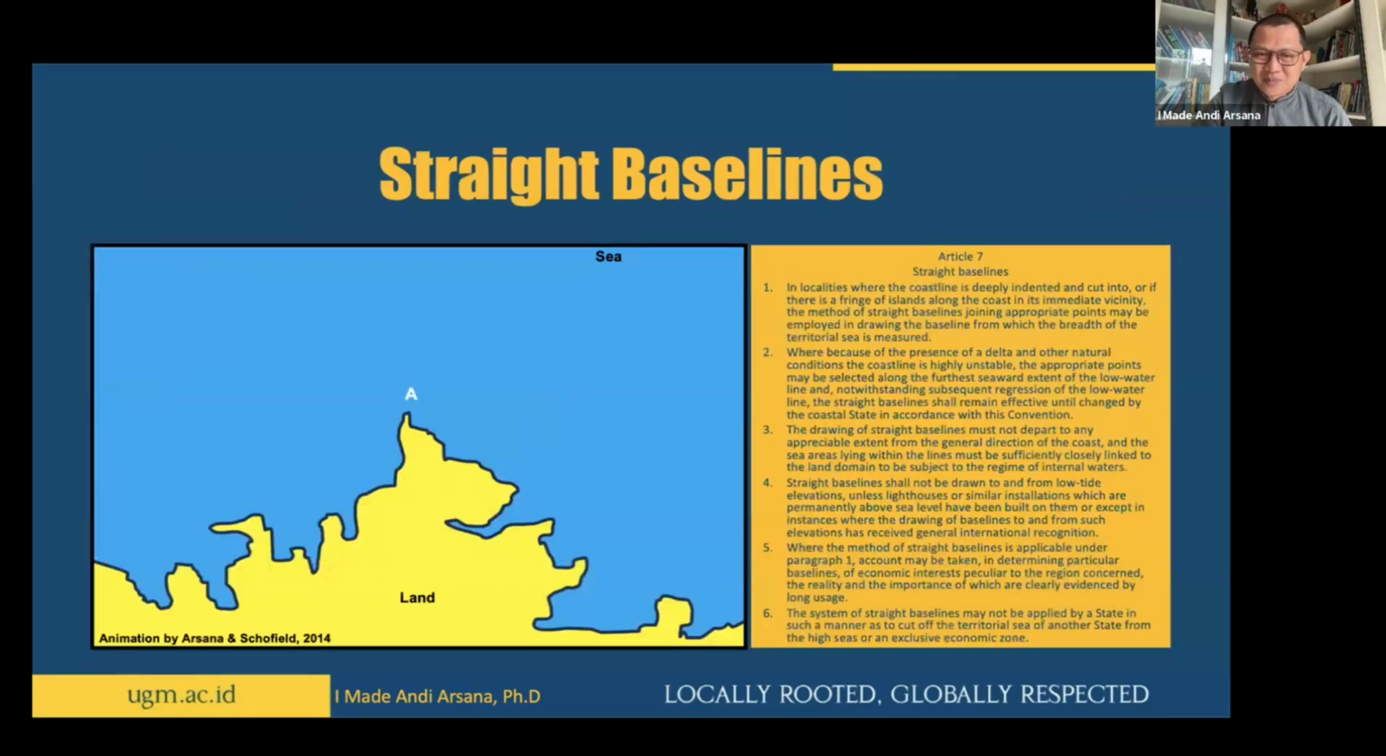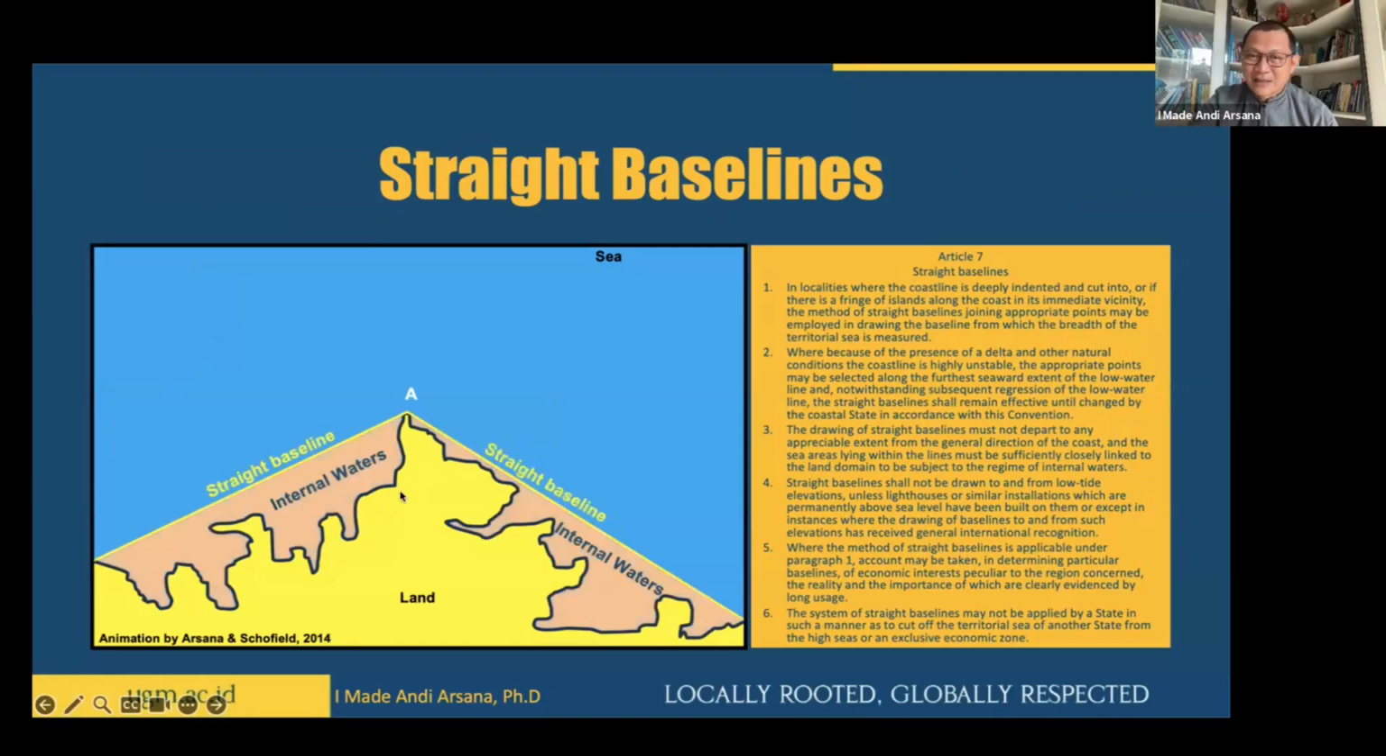Now the straight baselines. Imagine the coastal shape of a country is irregular like this. It is almost impossible for this country to have a normal baseline following the coast like this, right? So instead of claiming the normal baseline, this kind of country can claim a straight baseline, which looks like that, basically connecting the outermost points of its land territory. Then when you have the straight baseline connecting these points, the water inside it is called internal waters or perairan pedalaman.